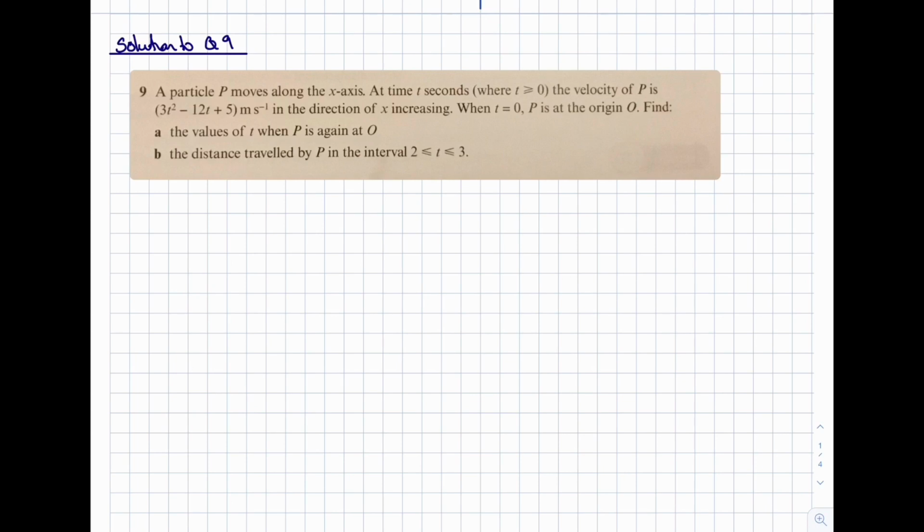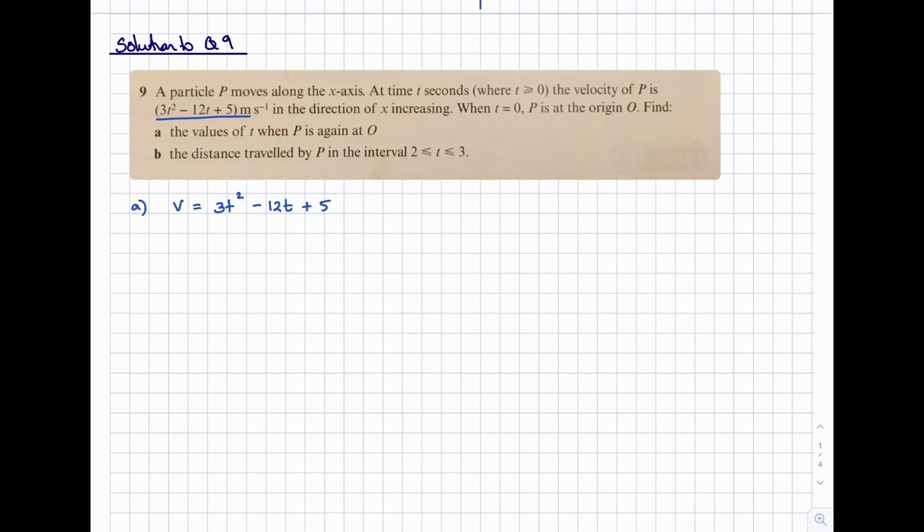It says at time t seconds, the velocity of the particle is given by the following. So we'll jot that down straight away. So for part A, we're told the velocity in terms of t. To be honest with you, a lot of the time you will find in a lot of these sort of questions, they will normally tell you what velocity is, but not always.